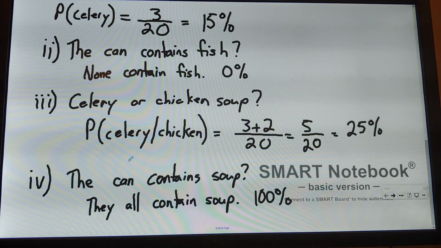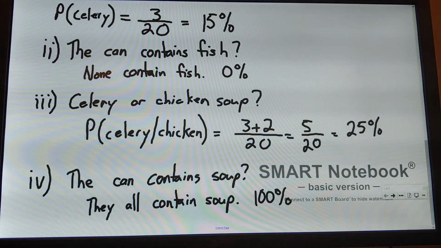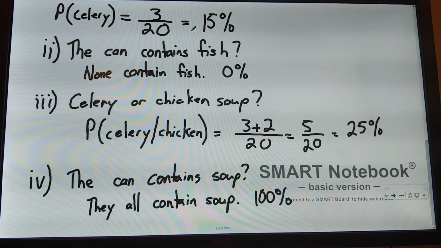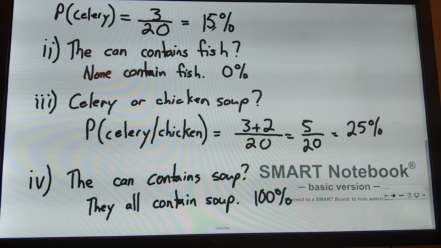Okay, so that's basically it. Write your formula down, put the favorable outcome in brackets next to the probability, favorable outcomes over top of total possible outcomes, divide, turn it to a percent.